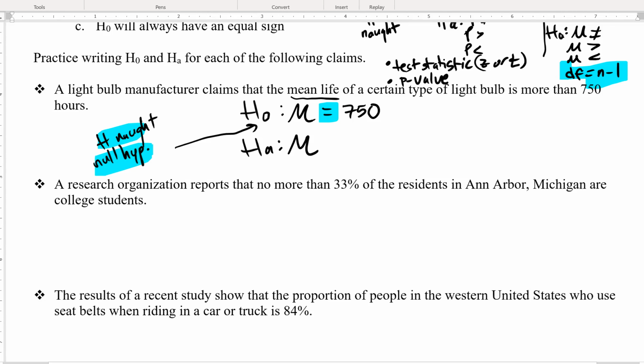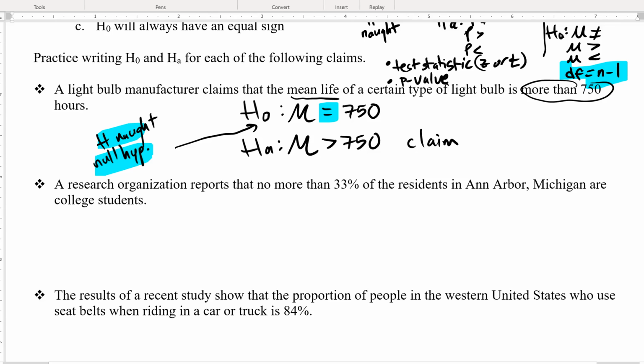Alternatively, this is where we have to decide. Well, if they use the word greater than or less than, I'll use greater than or less than. If they just say different, then I'll put a not equal to. Here they're claiming it is more than 750. So more than means we're going to try to prove greater than 750. And that's how we would set up the hypotheses. The other thing they'll have you do is identify which of these is the claim. So the claim is that it was more than 750. So right here, this would be the claim.